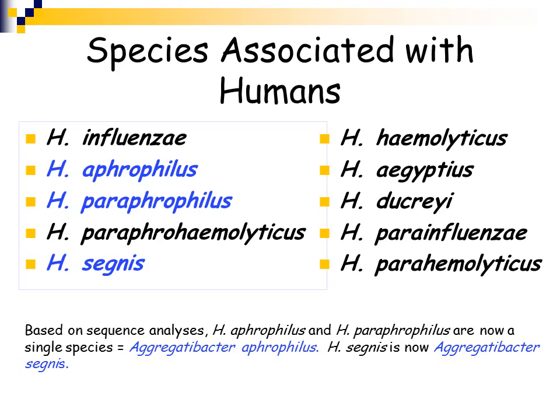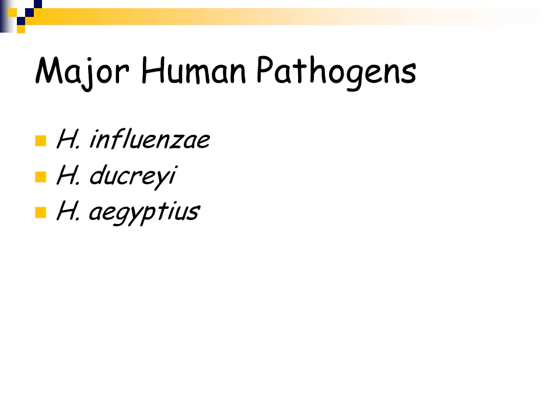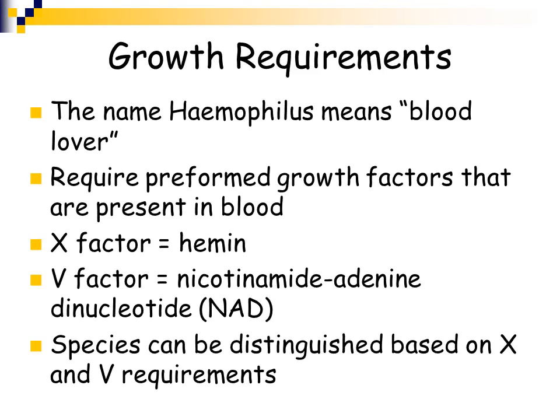And Haemophilus cygnus is now in that same genus, but its own species, so Aggregatibacter cygnus. So they're very similar, the Aggregatibacter, to the Haemophilus, but they are different enough that they put these 3 into their own genus of Aggregatibacter. So the major human pathogens in the Haemophilus organisms are Haemophilus influenzae, Haemophilus ducreyi, and Haemophilus egyptius.